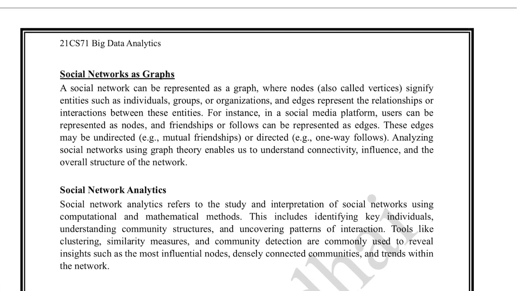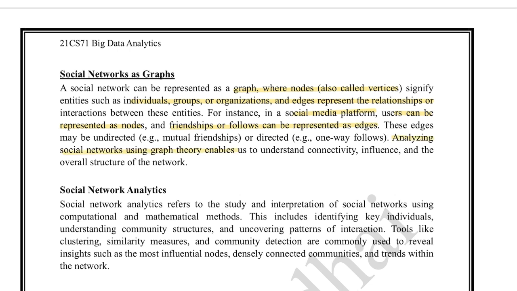Social network as a graph. So what is a social network? A social network can be represented as a graph where nodes are called vertices, which represent the groups or organizations, and edges represent the relationships between them. For example, on a social media platform, users can be represented as nodes, and the friendships, or how they are linked together, are represented as edges.